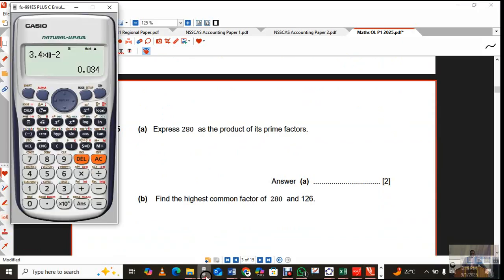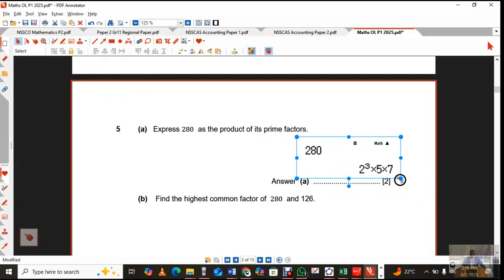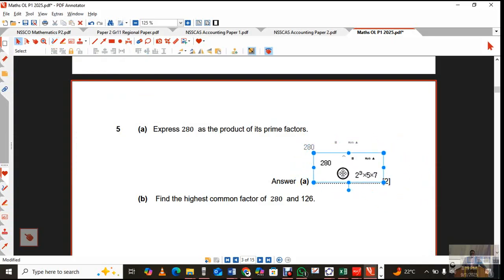280 as a product of its prime factors. Now it's 2 marks, so I'm just going to use the calculator. Of course, if you don't know how to use the calculator, you can always go the long way. So this is 2 cubed times, just going to have it over here. This is our answer there.